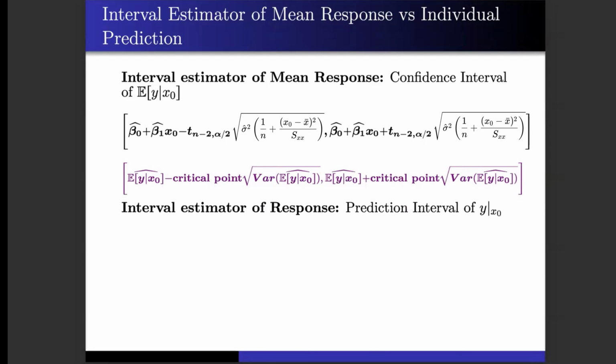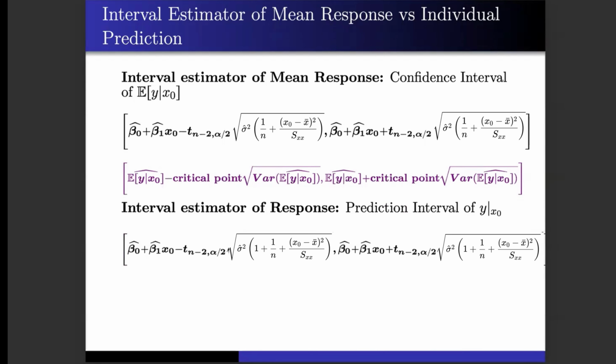And an interval estimate of a response, also known as the prediction interval of an individual value of y at x naught, is given by beta naught hat plus beta 1 hat x naught minus the critical point times the standard error of the individual value of y at point x naught.